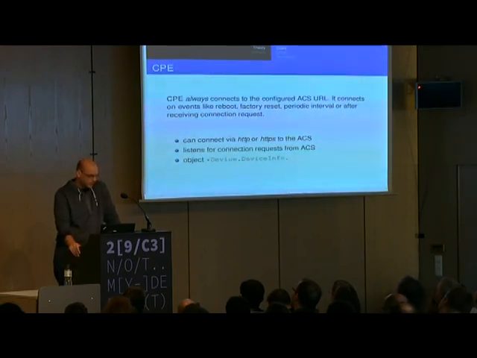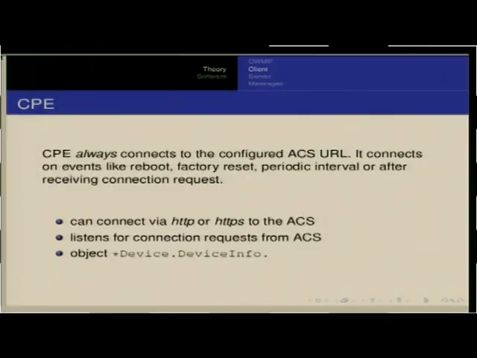Okay, so CP, that's the CWMP client. CP always connects to the ACS, so only then it can be provisioned. You cannot connect to it. When you connect to the CP, it connects back to the ACS. So if you are going to do some security research, this is something you should know.